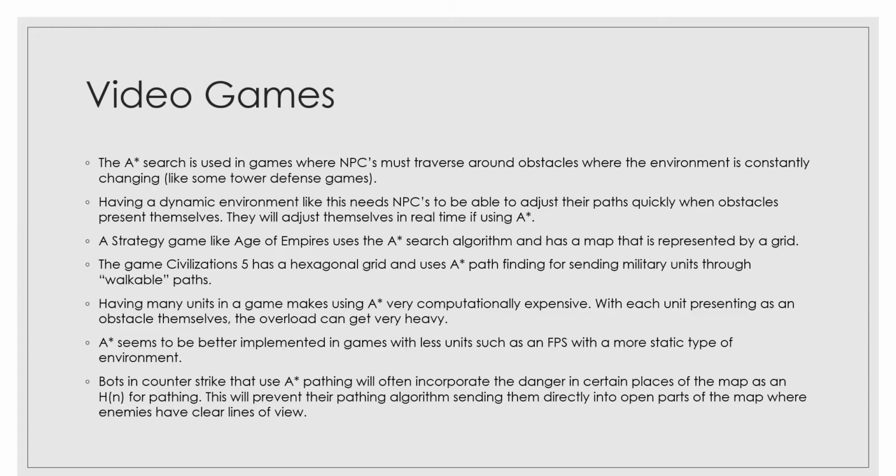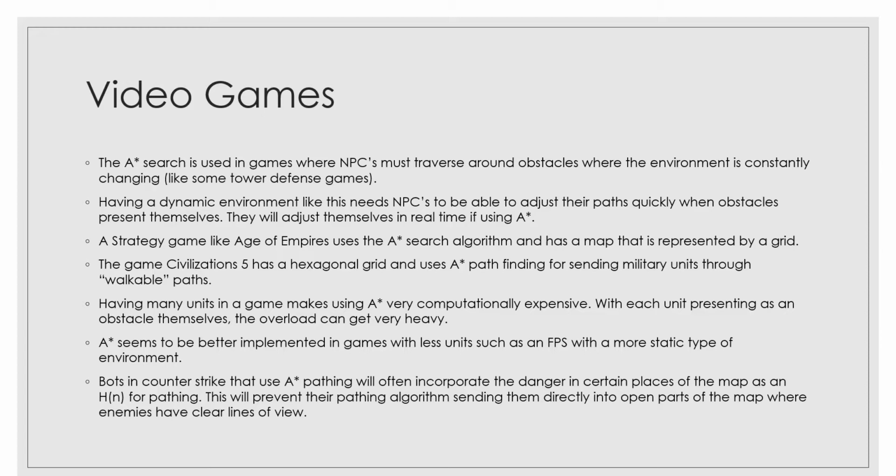Having a dynamic environment like this, the NPCs have to be able to adapt when different obstacles are there, or even when the character, I guess you as yourself, is an obstacle, so they have to figure out how to get around things like that, and other NPCs themselves are obstacles as well. The strategy game Age of Empires uses A-star search and has a map that's represented by a grid, so I guess that was a great case to use A-star.